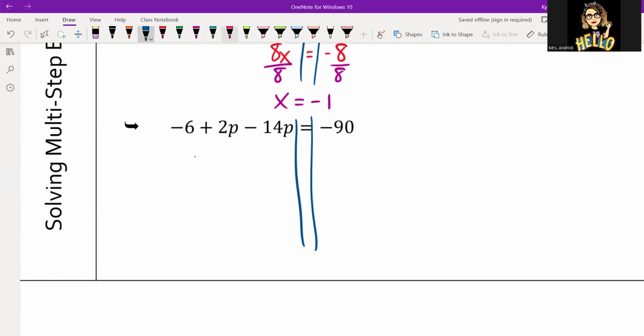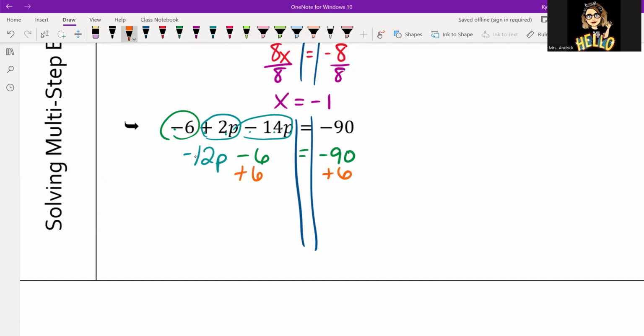Okay. So we're going to combine our like terms. Our like terms are our p's. 2p minus 14p is negative 12p. This 6 doesn't have a friend, so it just comes along for the ride. It's a negative 6, so I just write negative 6 equals negative 90. Now I do the opposite. I add 6 to each side.